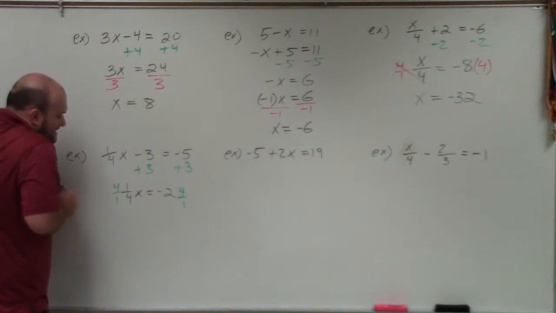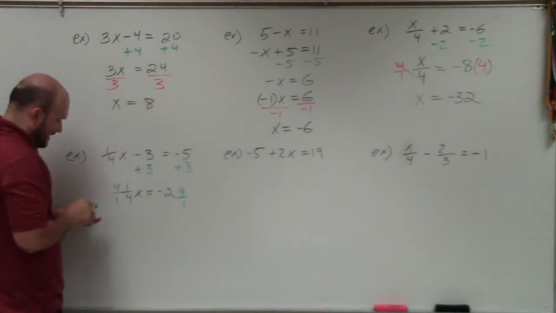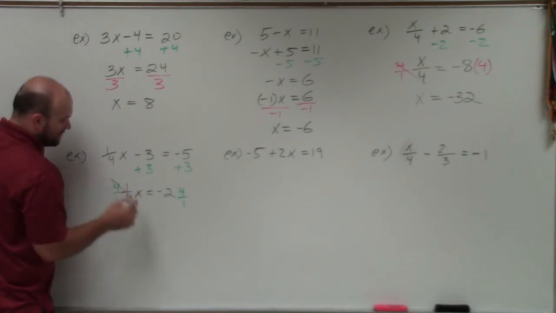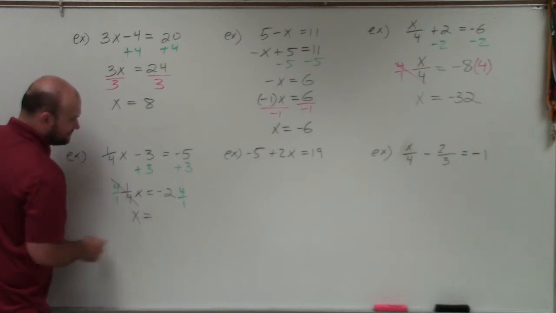OK? It's the exact same thing. You're still multiplying by 4 like I did over there. It's just a different way of looking at it. Any number multiplied by its reciprocal is equal to 1. So I'm just left with x.